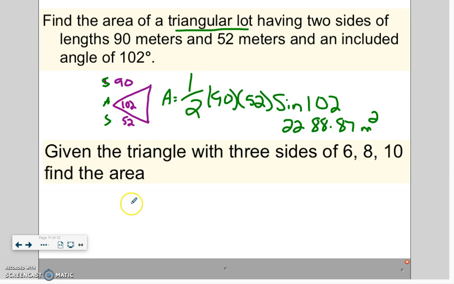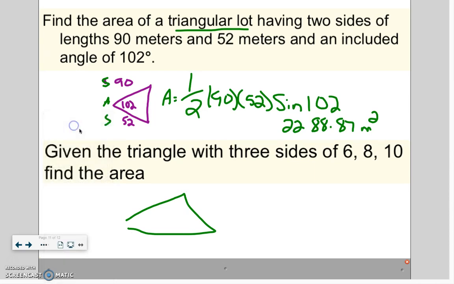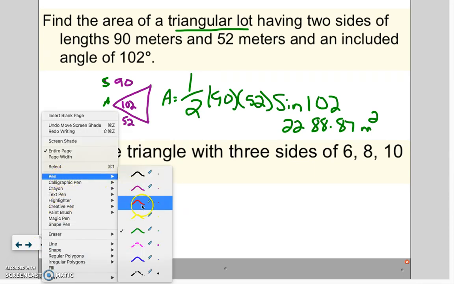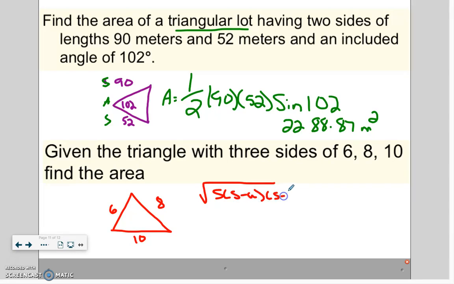Now, if I give you 3 sides, so we're given a triangle of 6, 8, and 10, I'm going to use Heron's formula, which is the square root of s times (s minus a) times (s minus b) times (s minus c).